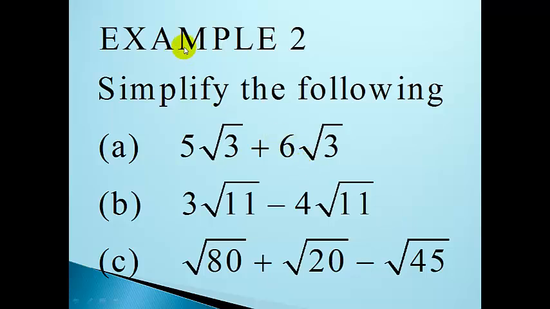Now let's consider this example. Simplify the following. A. 5 root 3 plus 6 root 3. B. 3 root 11 minus 4 root 11. C. Root 80 plus root 20 minus root 45. That is the square root of 80 plus the square root of 20 minus the square root of 45. Now let's see how best we can simplify this problem.